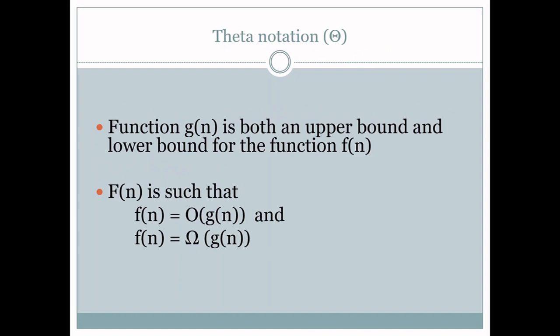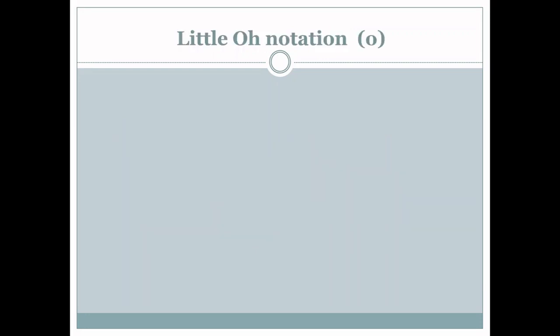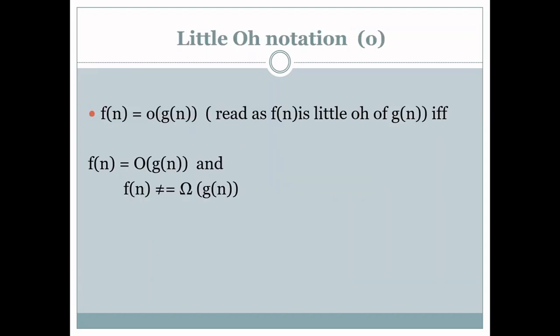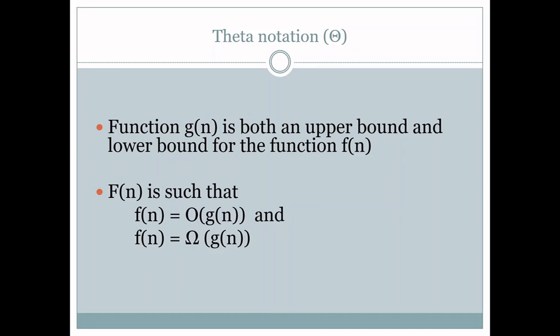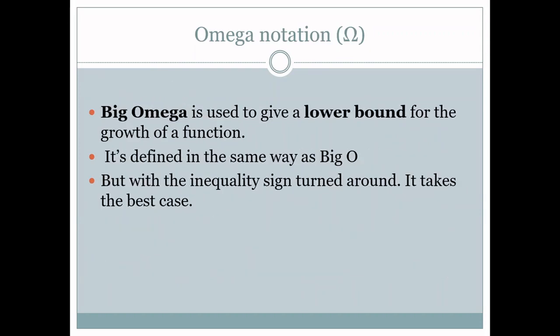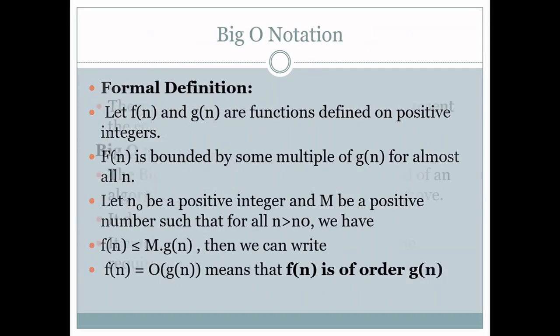In the earlier case, the difference was f of n equal to order of g of n and f of n equal to omega of g of n. In small o notation, the first part is the same, f of n equal to order of g of n, but the second part is not equal, that is, f of n is not equal to omega of g of n. That is the difference. These are the notations used for representing the complexity of a function. We have three main notations and a small letter o, that is four notations. These notations are known as asymptotic notations.